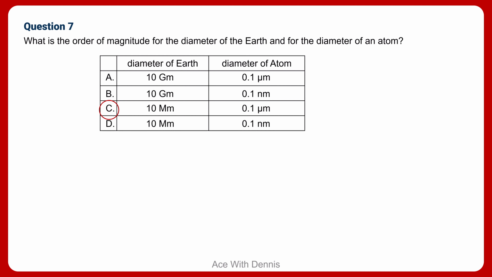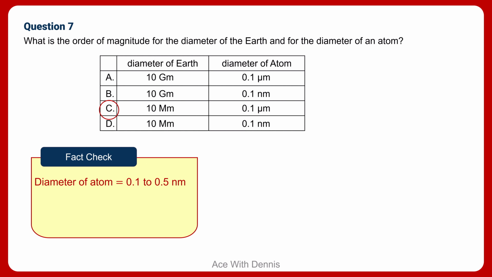The answer is C. 10 megameters for the diameter of the Earth and 0.1 micrometer for the diameter of an atom. Here is the fact check. The diameter of an atom is about 0.1 to 0.5 nanometers. On the other hand, the diameter of the Earth is 12,742 kilometers, which is 12,742,000 meters, or about 13 megameters. So among the four choices, C will be the correct answer.